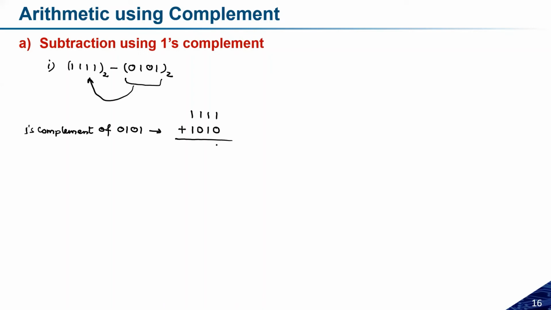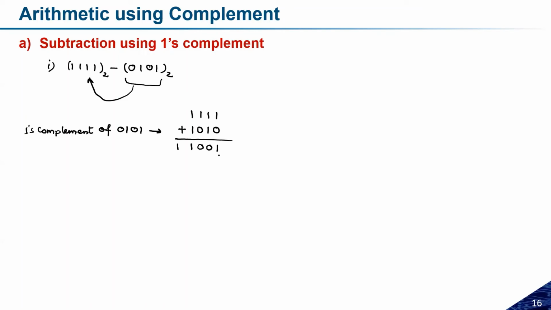1 plus 0 will become 1. 1 plus 1 will become 0, and 1 will be carried forward. Then 1 plus 1 will become 0, and 1 will be carried forward. 1 plus 1 plus 1, I will get 1, and a carry of 1 will be generated over here. So this is the result of this sum. If you clearly see this, this is the result.